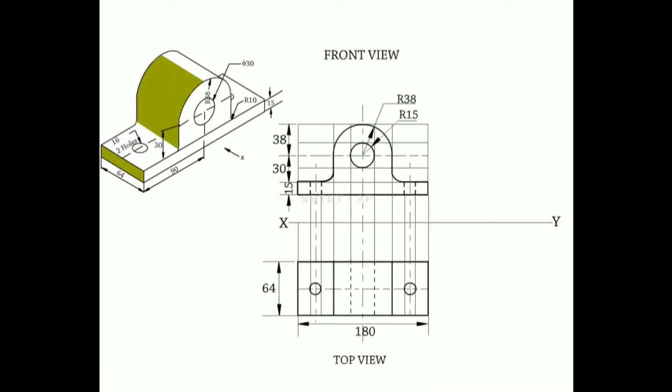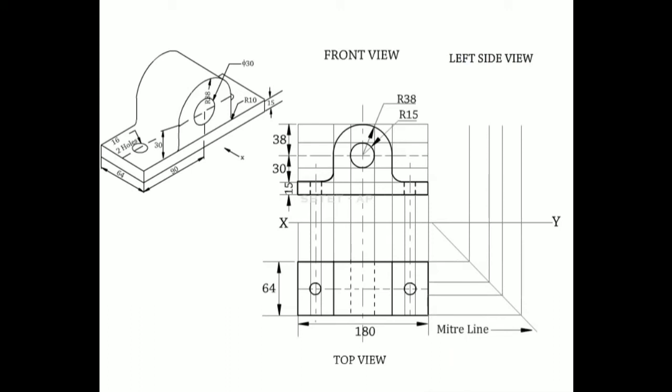To draw the left side view, draw the miter line and projectors from the top view through the miter line. Now draw the projectors from the front view horizontally and complete the side view showing the dimensions width and height.